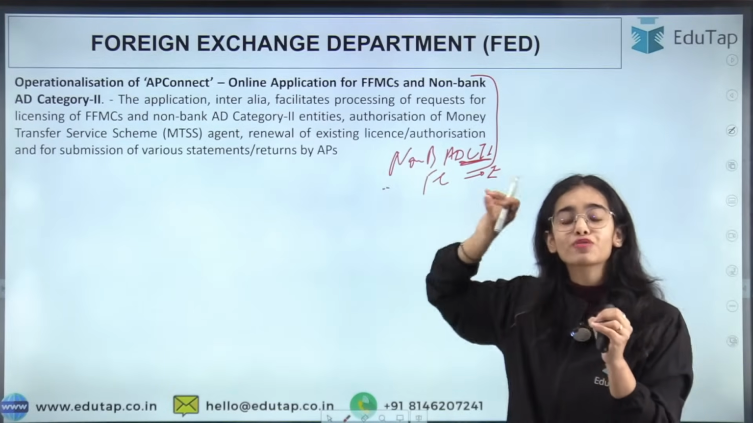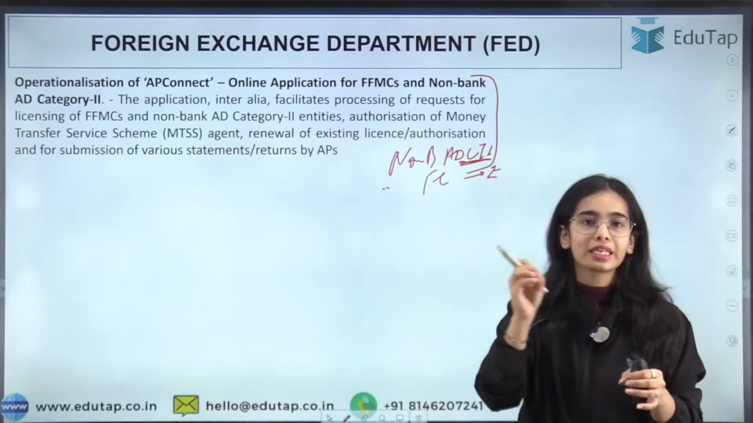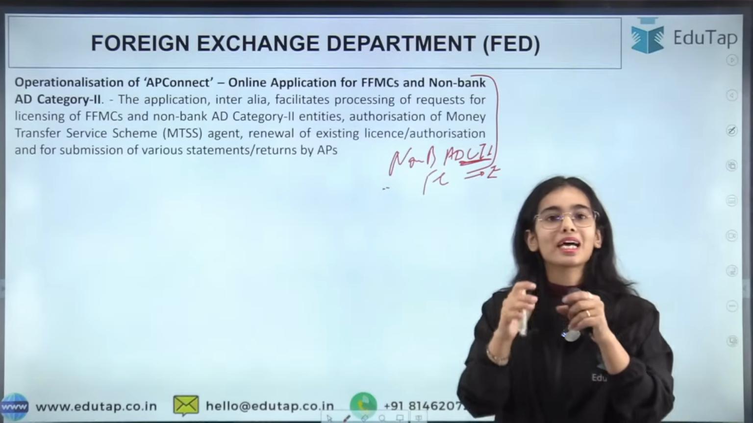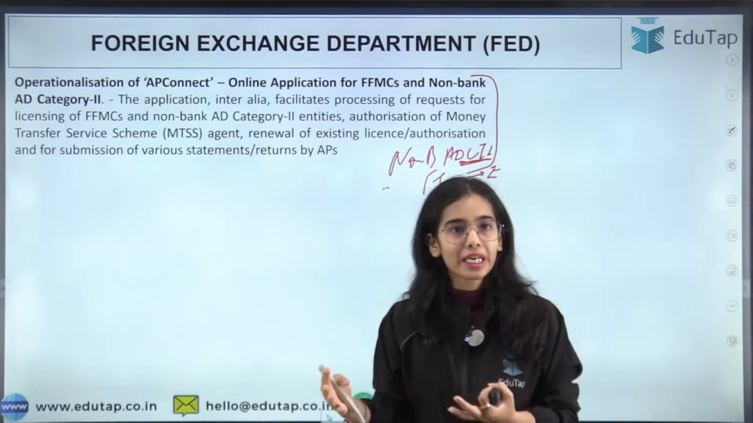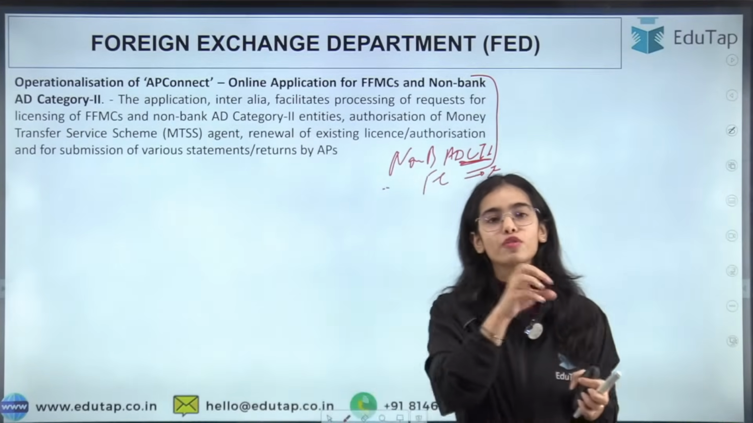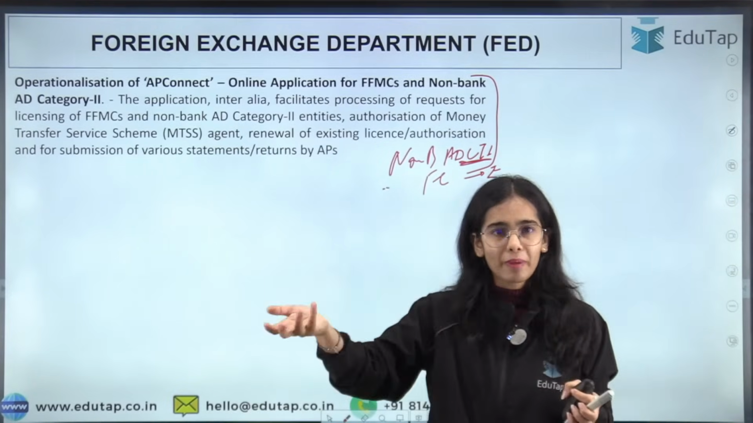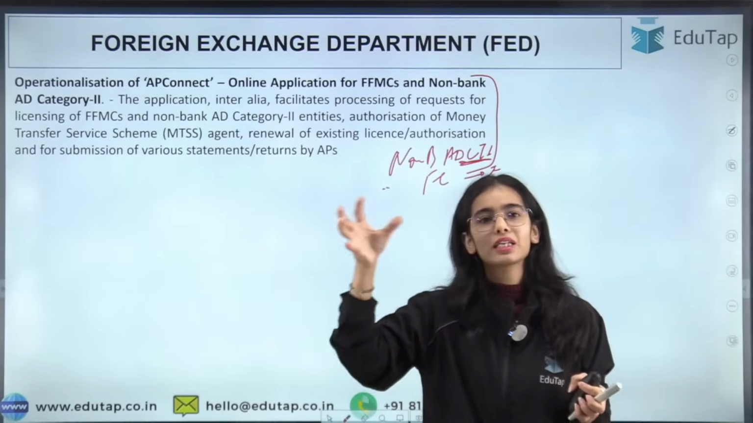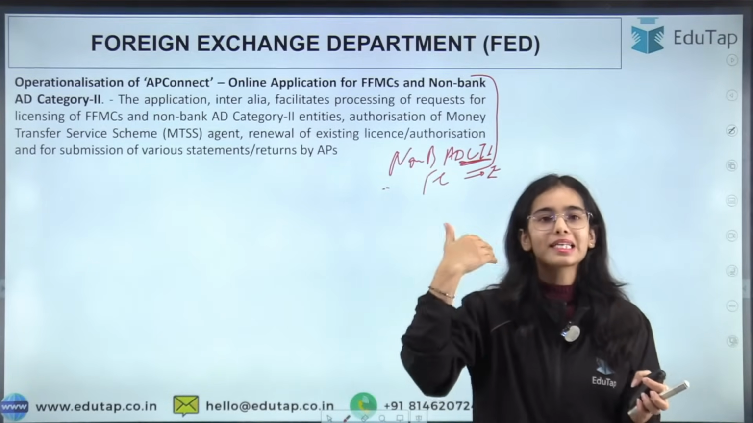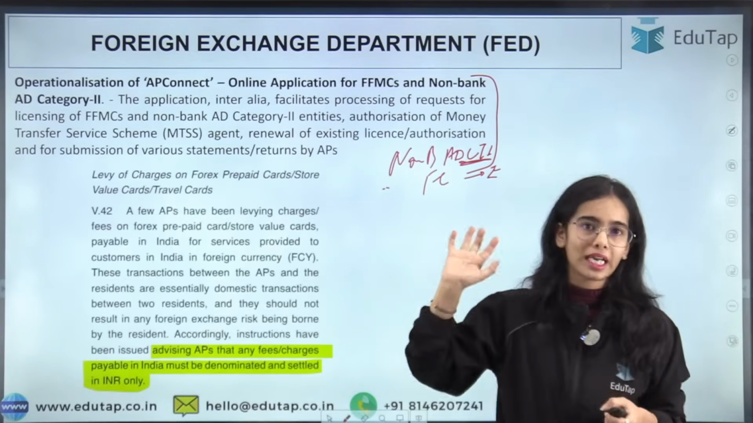Now for them, it was very hard to take the license. It was very hard to take the license. So the RBI said that we are preparing this AP Connect online application through which the full-fledged money changers, that are the individuals or the small units, and the non-bank authorized dealers can send their forms, their applications, through this online platform.